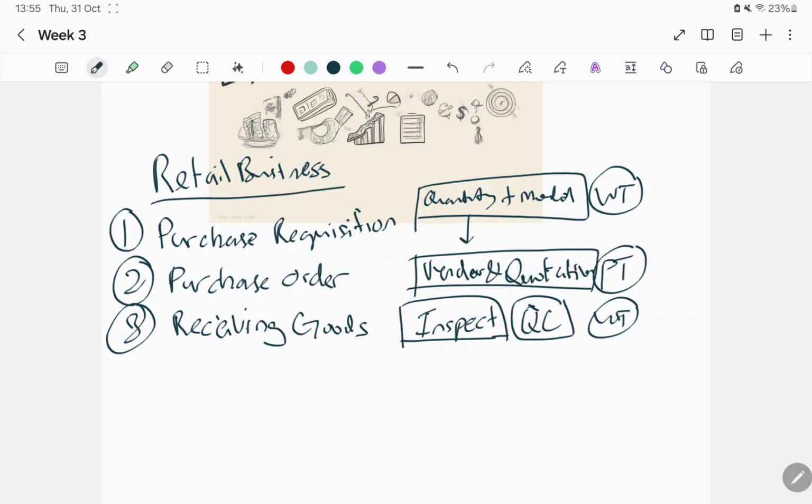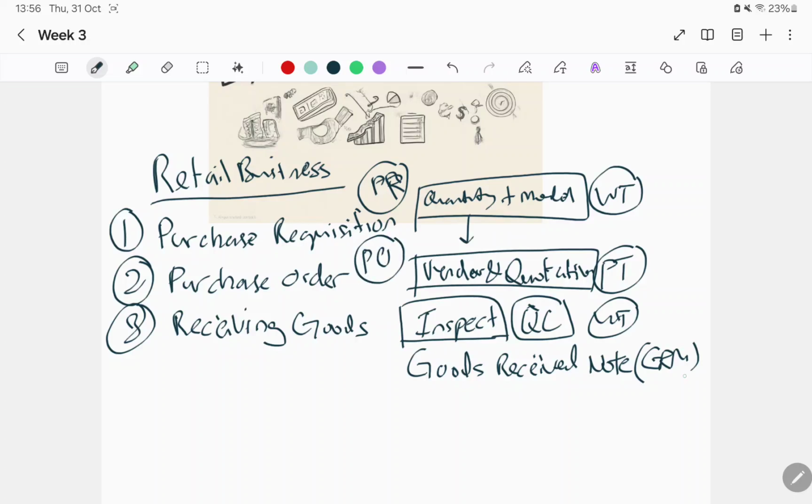But in general, the process will be like this. There will be a receiving process, and usually the result from this is the generation of the Goods Received Note, GRN. Over here is the purchase requisition, the output, PR. Over here is the purchase order, the output. Over here is a GRN, and this will actually update the system.